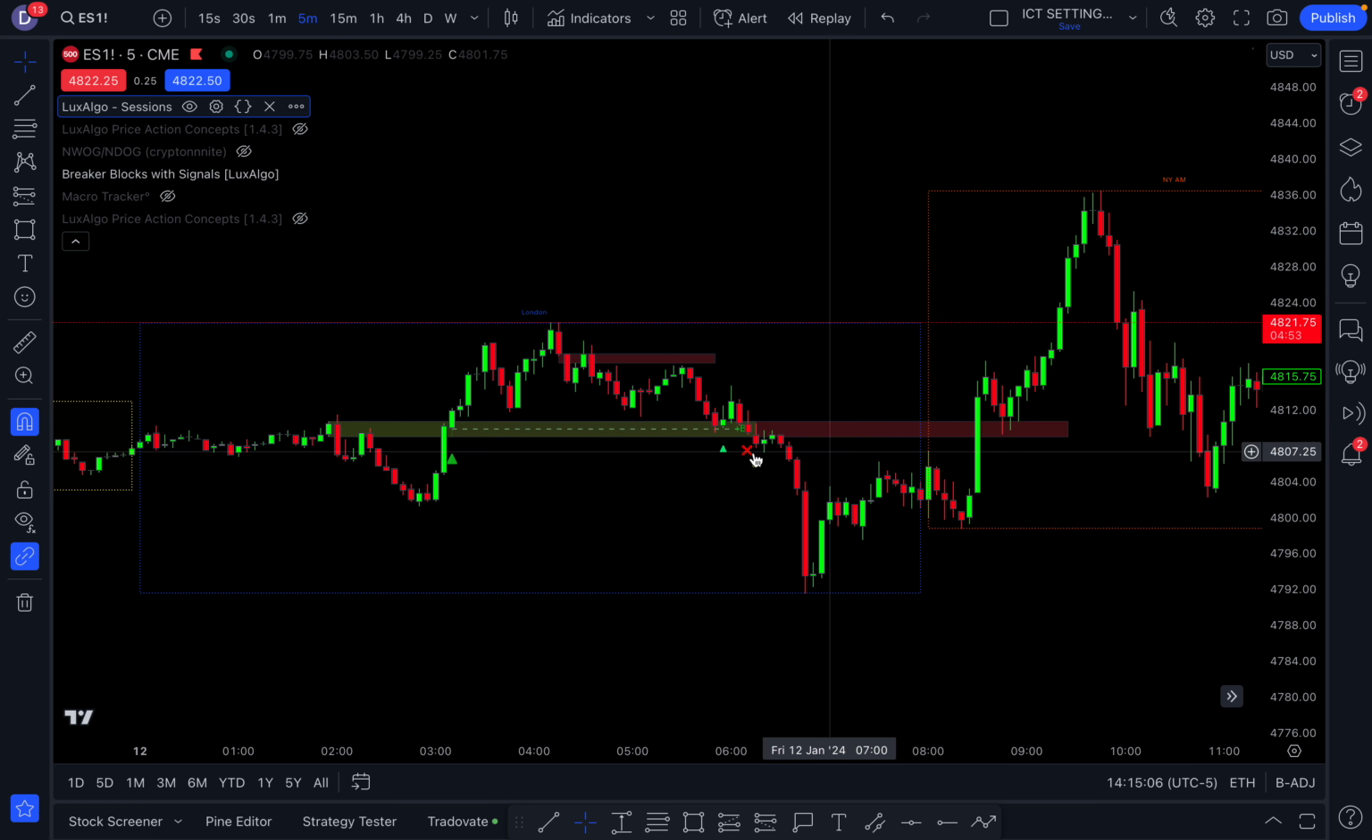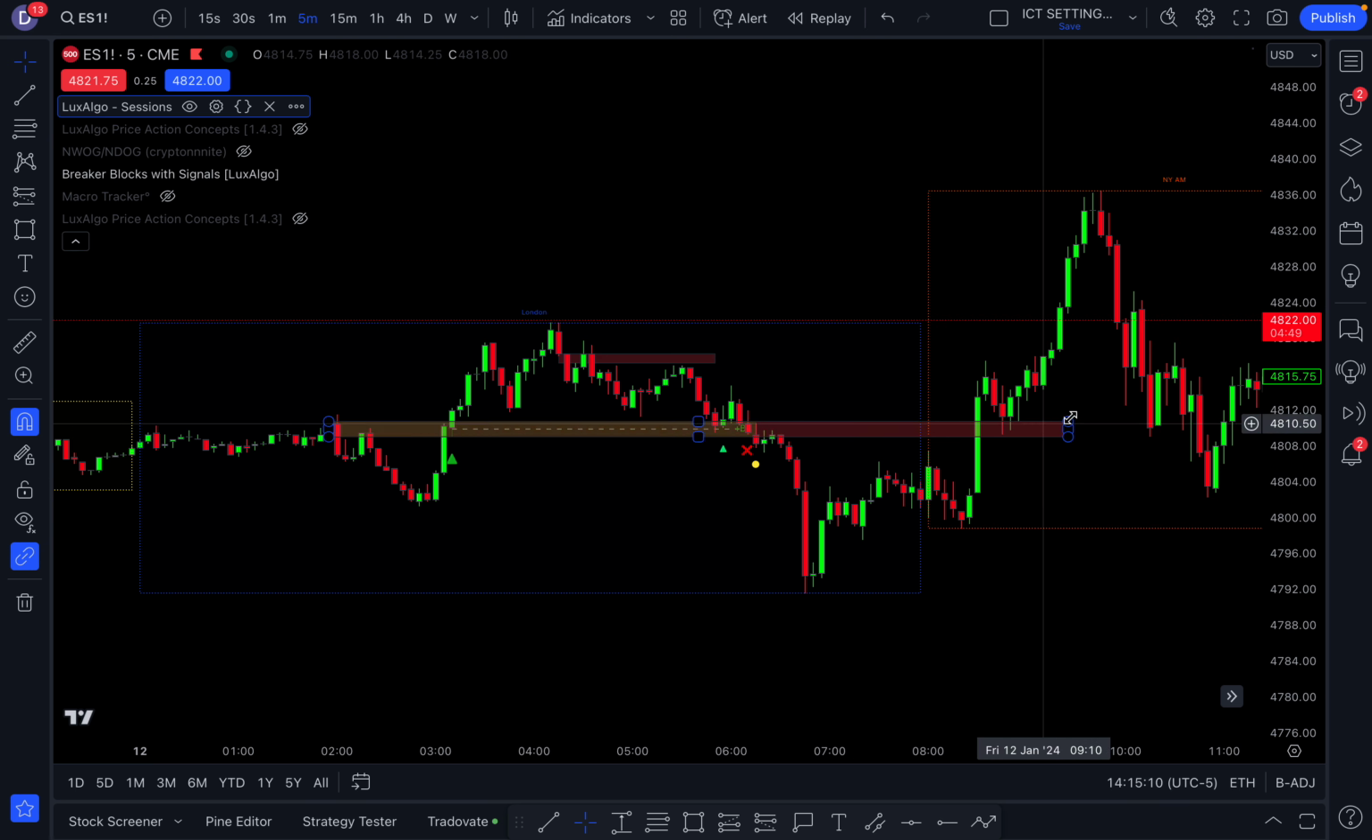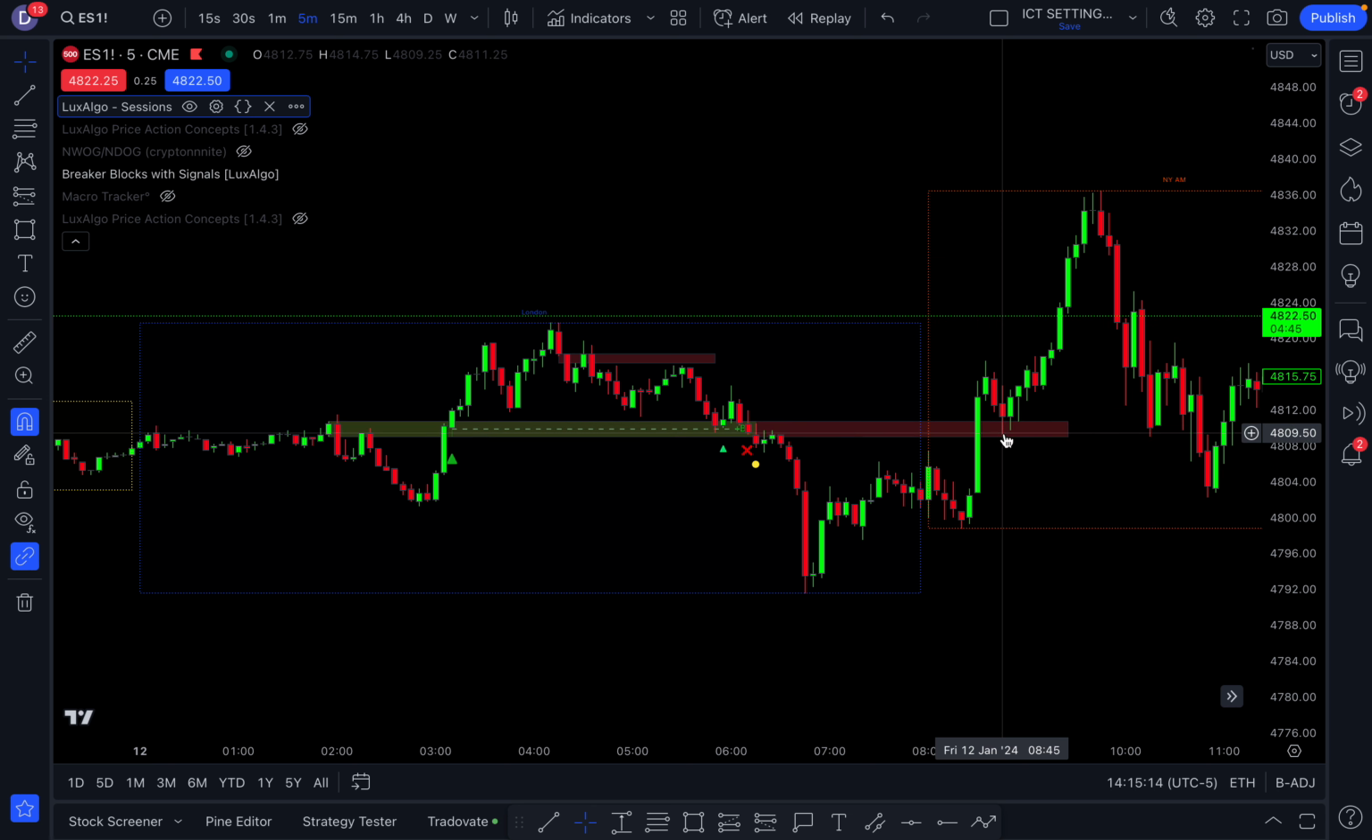Yeah, so I entered around a low, lower low, high, higher high as well. So this green candle is also a breaker block. I just reused this one as an FVG. Entered just after the market open.